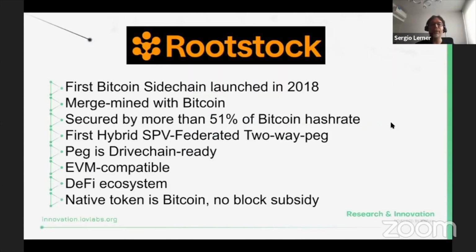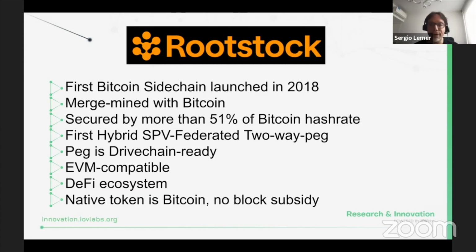So Rootstock was the first Bitcoin sidechain. It was launched in 2018, but the project started actually in 2016, and it took us 2 years of different test nets to reach the point of launching Rootstock. It is merge mined with Bitcoin. So RSK blocks, Rootstock blocks, are produced by the Bitcoin miners, and are secured by more than 51% of the Bitcoin hash rate. So the majority of the Bitcoin hash rate is securing Rootstock at any moment.